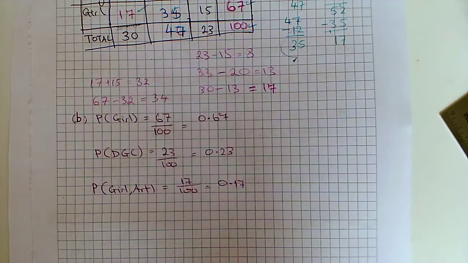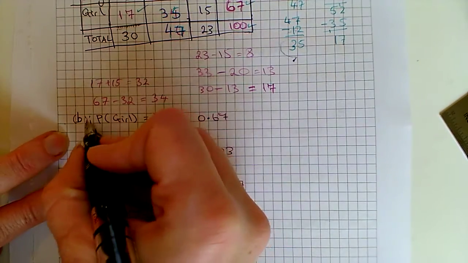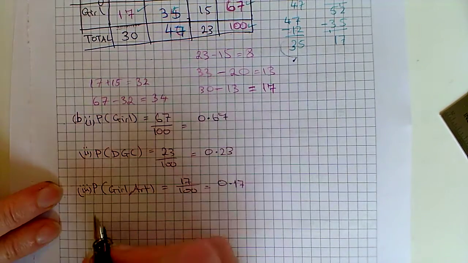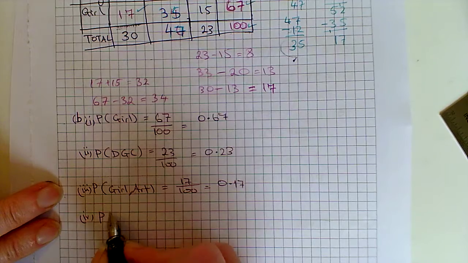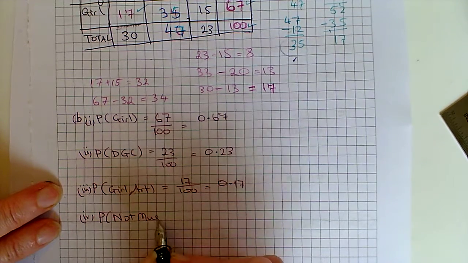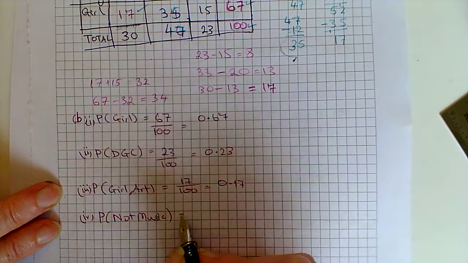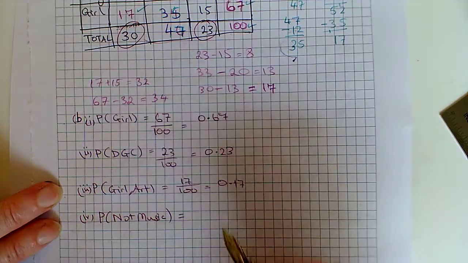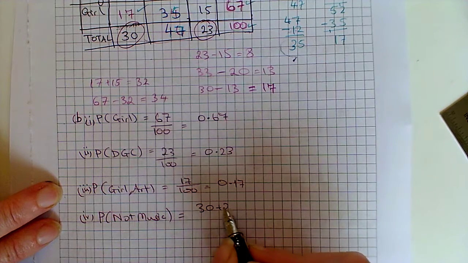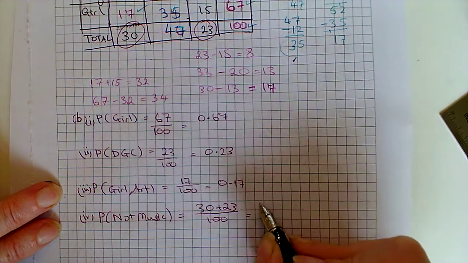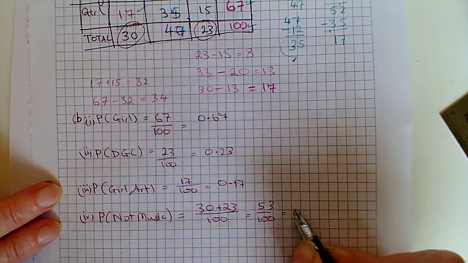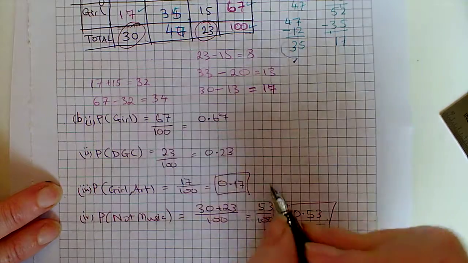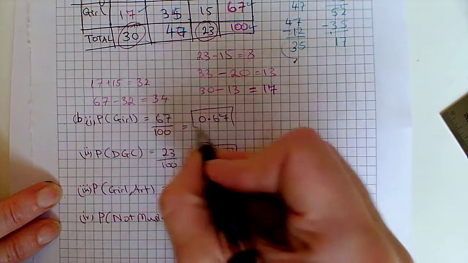And the last part then, so that was part 1, 2, 3. Find the probability that they do not study music. So they can be anyone at all, but it's everything except for music. So they either study art or DCG, and that's 53 out of 100, which we write as 0.53. So those were the 4 answers there. There's a follow-up question though.